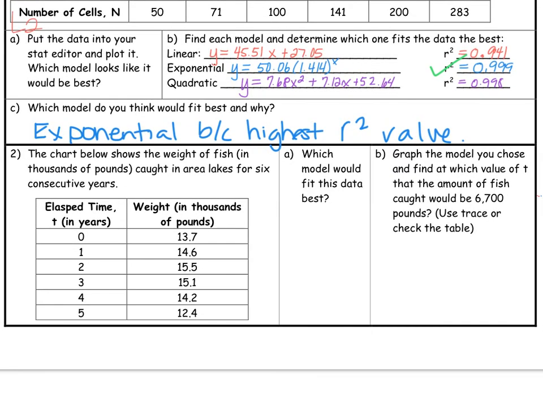Okay, go ahead and try number 2 on your own. The chart below shows the weight of a fish in thousands of pounds caught in area lakes for 6 consecutive years. Which model would fit this data the best? And then once you conclude that, graph the model you chose and find out which value of t that the amount of fish caught would be 6,700 pounds. Use trace or check your table. So pause the video. This will go in list 1, and this will go in list 2.